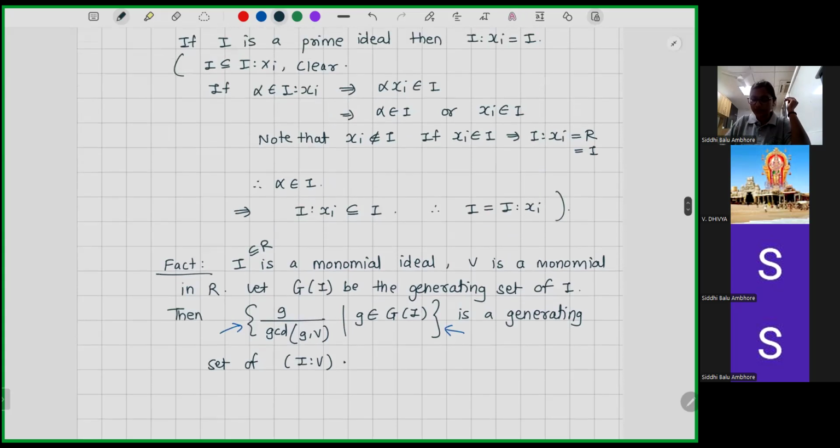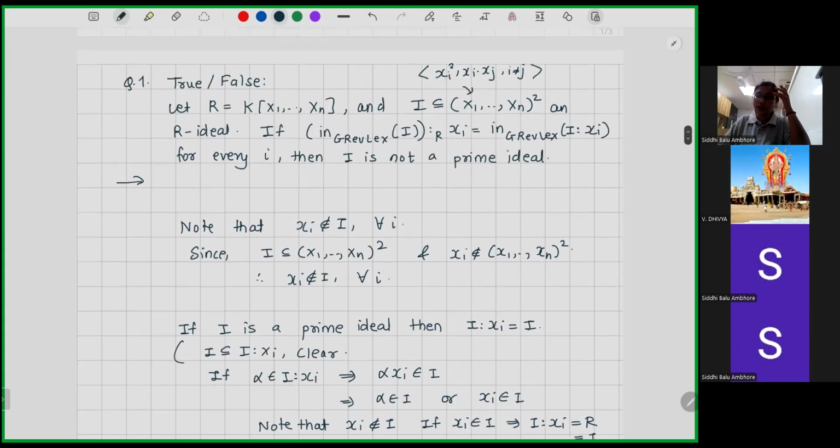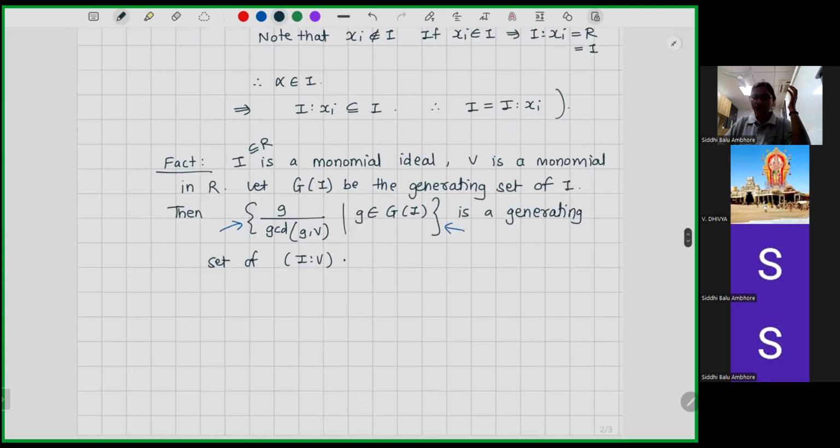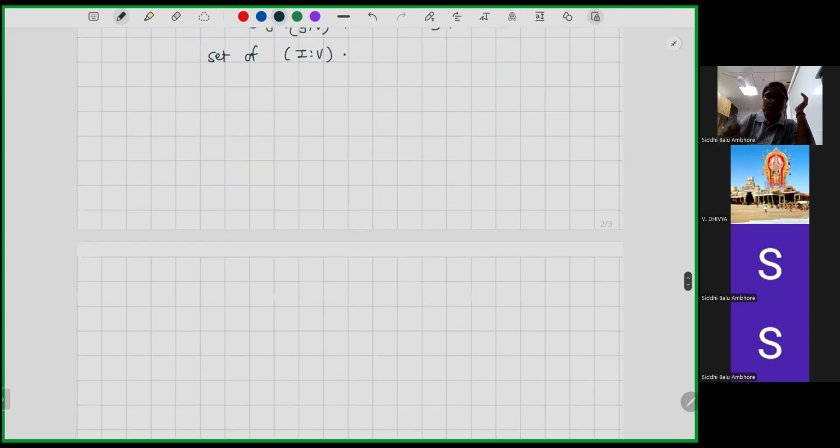And so we have this condition for I colon V, because we need to work with I colon x_i, where x_i is a variable, but we can consider it as a monomial in my ring R. Okay, so now suppose I is generated by F1 to Fr, with the Gröbner basis again F1 to Fr.